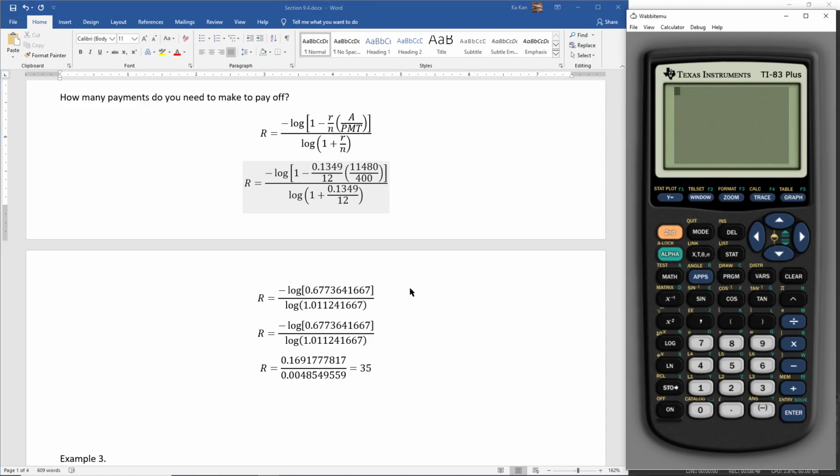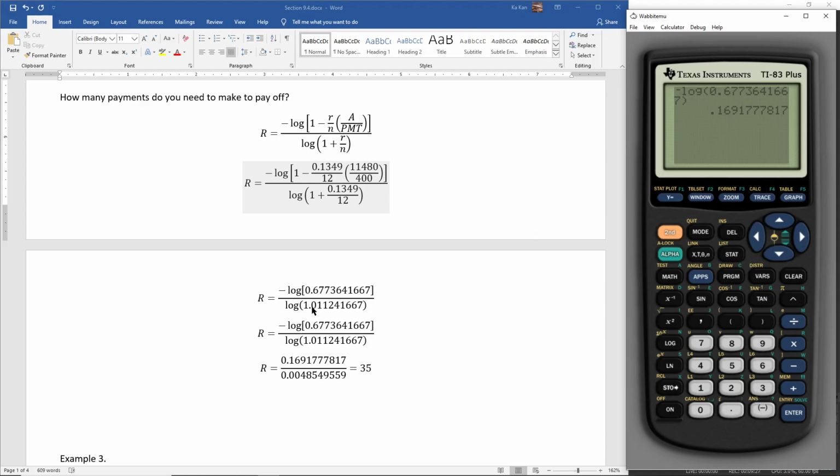The question is, how do we do a logarithm on your calculator? On this calculator, TI-83, here's how you do it. Negative, right? Because the denominator is negative. LOG is this. Click on this, and then just type in the number 0.6773641667. Then close parentheses, and you get this number here, 0.1691777. So you just have to do this to the top and then do it to the bottom, and then you're fine.